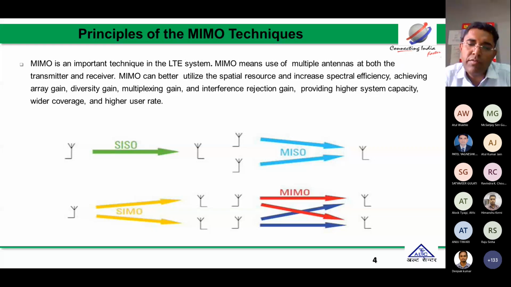But in 4G, from the start of 4G, we are using higher order MIMO, transmission plus reception both, whether it is a diversity gain or array gain or multiplexing gain. We will discuss in detail all of these, and interference rejection gain.